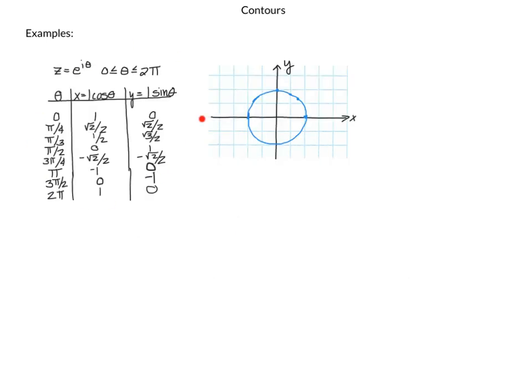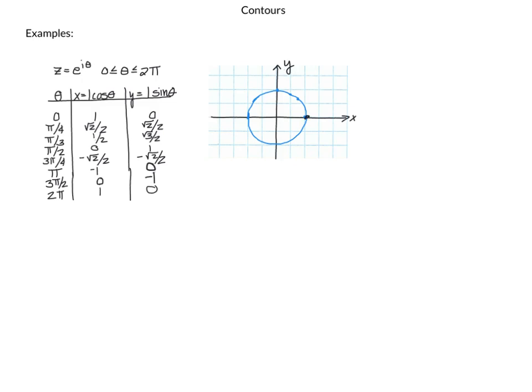This next example we had already done in this video, which is z equals e to the i theta. And again, I wrote down some values for theta going between 0 and 2 pi, and then their values for x and y, using the fact that e to the i theta is equal to cosine theta plus i sine theta, x being the real part, cosine theta, and y being the imaginary part, sine theta. And then what we saw is when theta is equal to 0, we started at the point 1, 0.